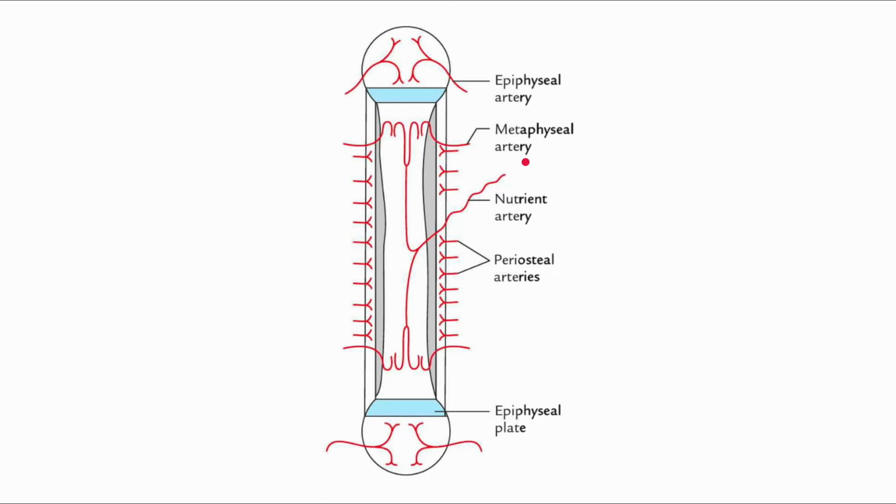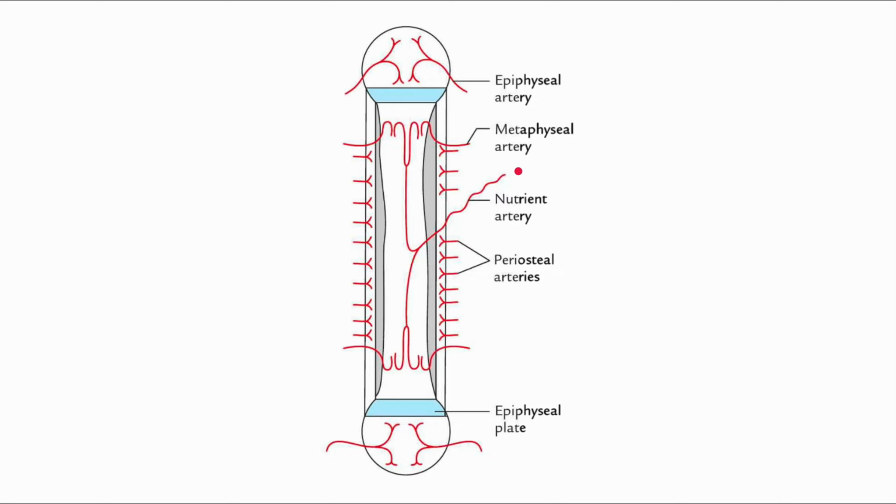Before entering into the nutrient foramen, the nutrient artery is very tortuous. The purpose of this tortuosity will be to not affect the artery during the movements of the bone. And the largest nutrient artery in the body will be the nutrient artery of the tibia.